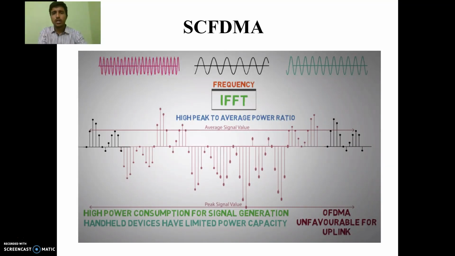Even though there are many advantages of OFDMA, the IFFT summation of multiple parallel frequency domain signals used in the downlink explained earlier results in a high peak to average power ratio, which in turn results in high power consumption for signal generation. But handheld devices like mobile phones have limited power supply. Therefore, OFDMA can't be used in uplink. To overcome this problem, LTE uses a technique called single carrier FDMA in the uplink direction.